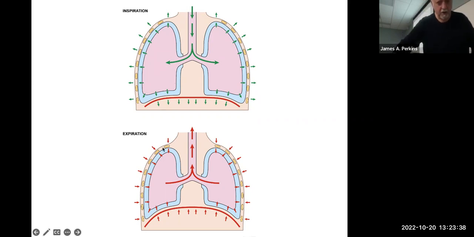And then when you want to expire or exhale, you relax the diaphragm. The diaphragm then arches back up into the thoracic cavity. You pull the ribs downward by pulling down with the abdominal muscles and with the internal intercostals. And so that decreases the volume of the thoracic cavity. So that's increasing the pressure in that pleural cavity surrounding the lung. And that makes the lung smaller and pushes the air back out.